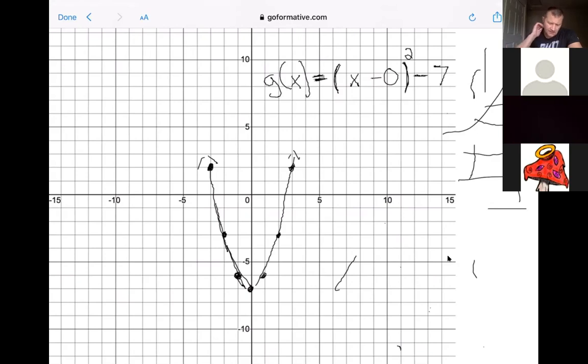Okay. Now I want to make sure that A is 1. Okay. So if I go 1 over here, do I go 1 up? Yeah, it's 1. So I'm done, but the most professional way to put it is just x squared minus 7. You don't need to write that x minus 0 stuff.